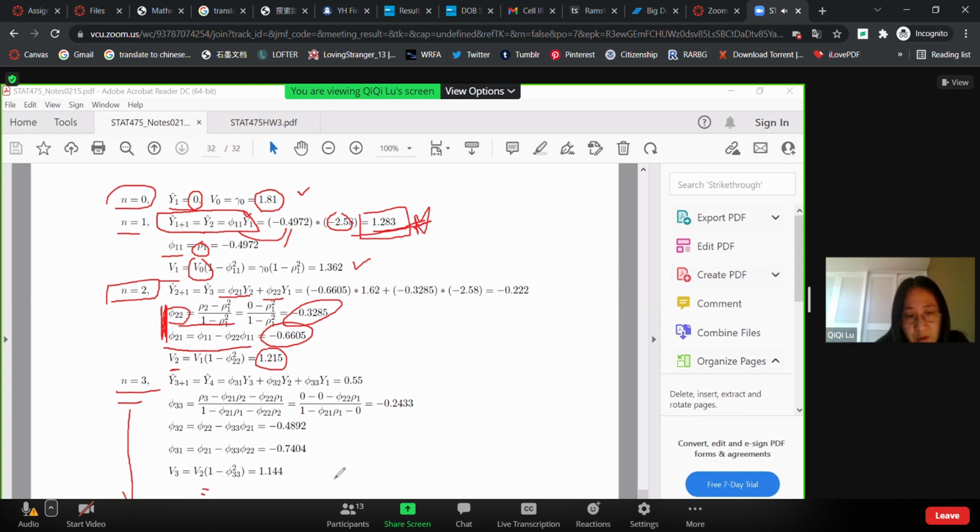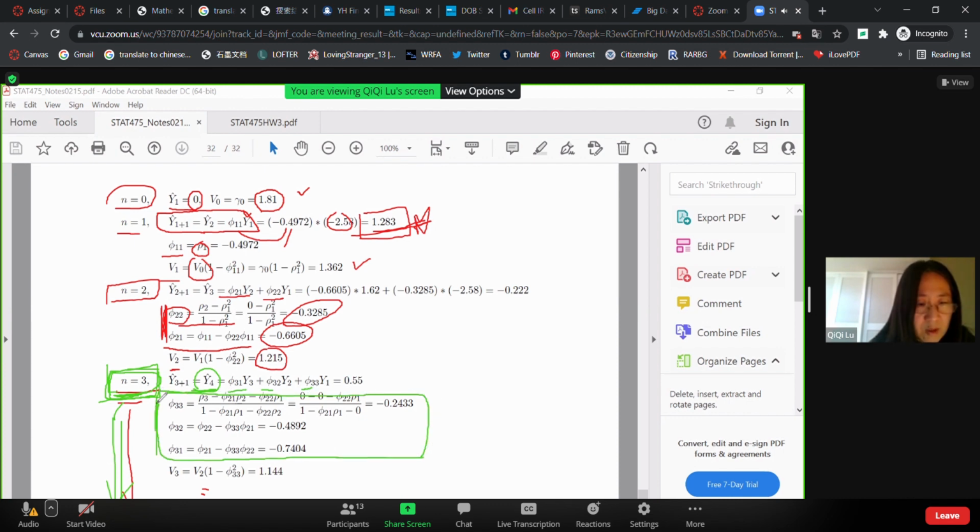You don't have a closed formula for this. We have sample size n equal 3, and we want to predict y4 hat. If you have a large sample size, you have to continue this process. But for this example, we only have 3 observations, so n equals 3, and we need to find the 3 coefficients here. So just follow the formula in V3 here.